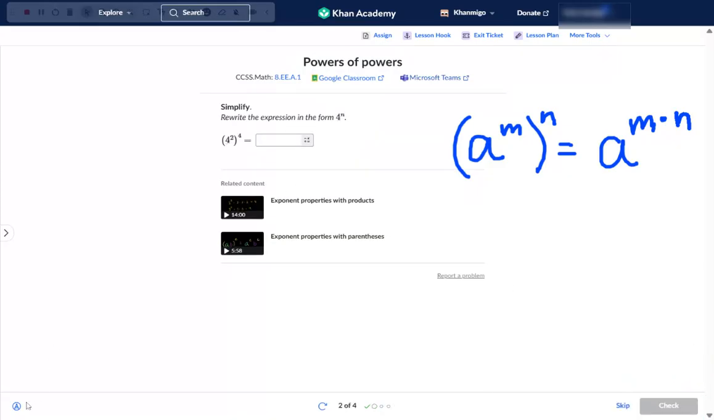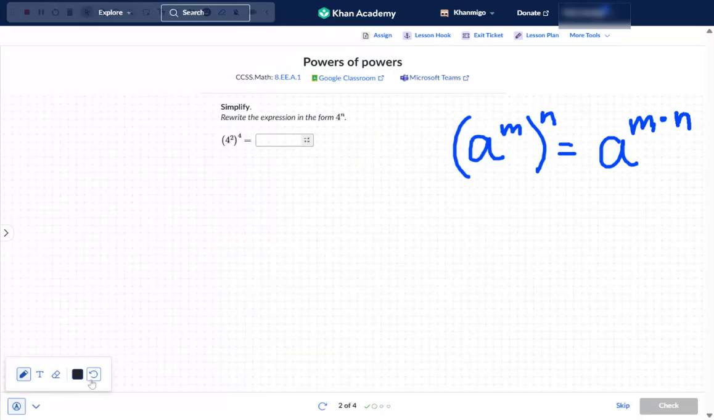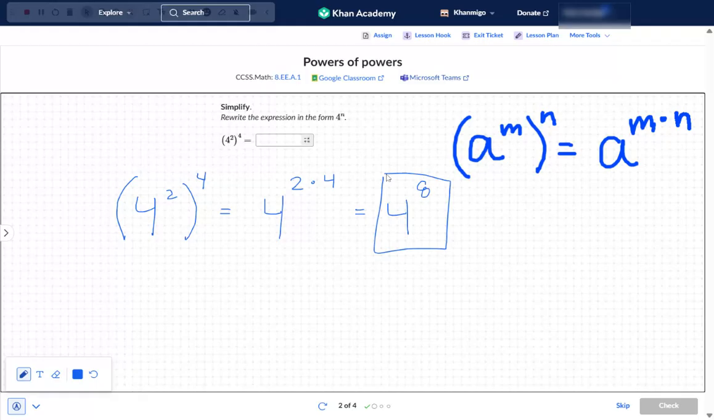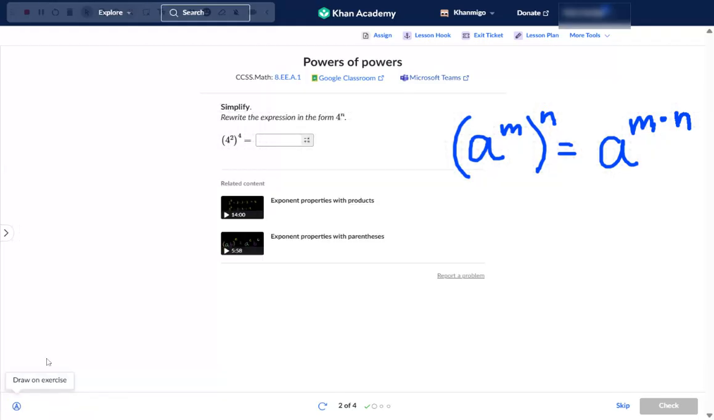Let's try one more. Again, we're not going to do expanded form anymore. Moving forward, we're going to use laws of exponents, power of powers. So we've got our base 4 to the power of 2 to the power of 4. What's going on here? Exponent to the power of another exponent. That means we're going to be multiplying. The base stays the same, but now the exponents are multiplied. 4 times 2 is going to be 8, and that's our final answer: 4 to the power of 8.